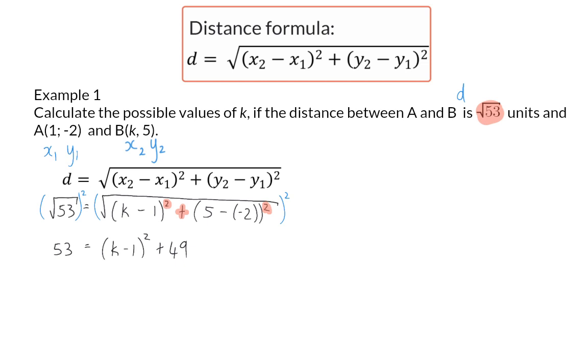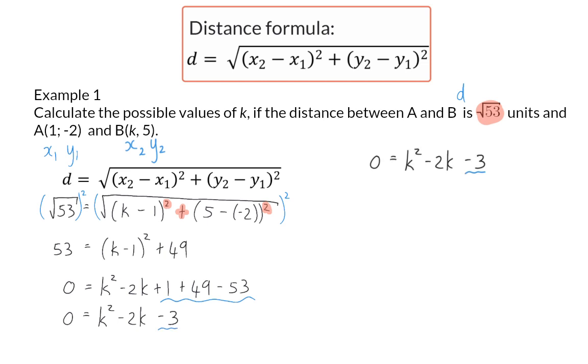And now we need to solve for k, and even though there's more than one way to do it, I'm only going to show one method. Firstly, I'm going to multiply out the bracket squared to get k squared minus 2k plus 1, and then we still have the 49, and then I'm going to subtract 53 on both sides so that we can have equal to 0. And on the right, we then have a trinomial of k squared minus 2k minus 3.